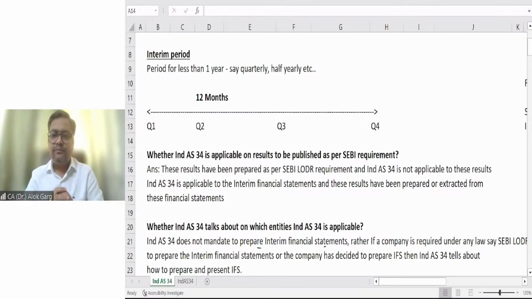Number two, how will these results be prepared? The results will be extracted from the interim financial statement. So first you need to prepare and finalize the interim financial statement, then you need to prepare the results. So on those interim financial statements, Ind AS 34 will be applicable, right?